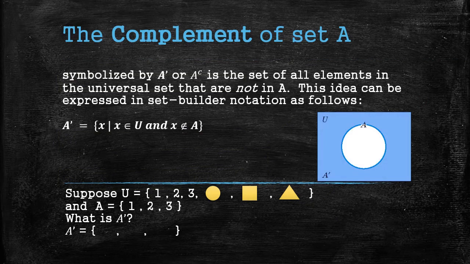The complement of set A, again, are the elements in U but not in A. So we have here set U has the following elements: 1, 2, 3, circle, square, and triangle. And A is 1, 2, 3. So what are the elements of A prime or A complement? Are going to be the circle, the square, and the triangle. So these are the elements found in A prime.